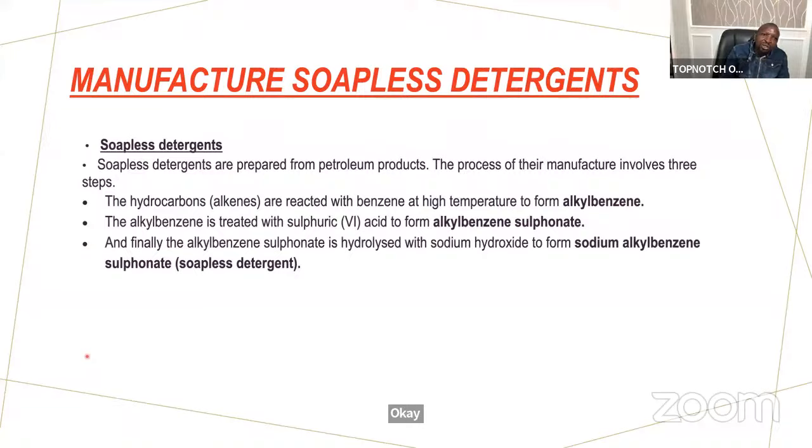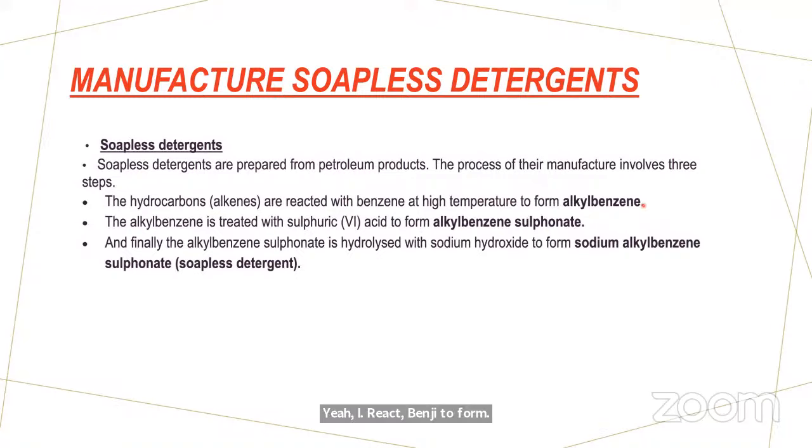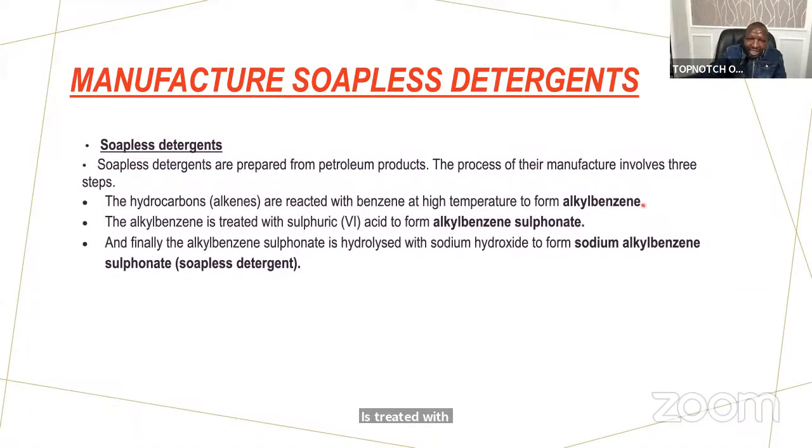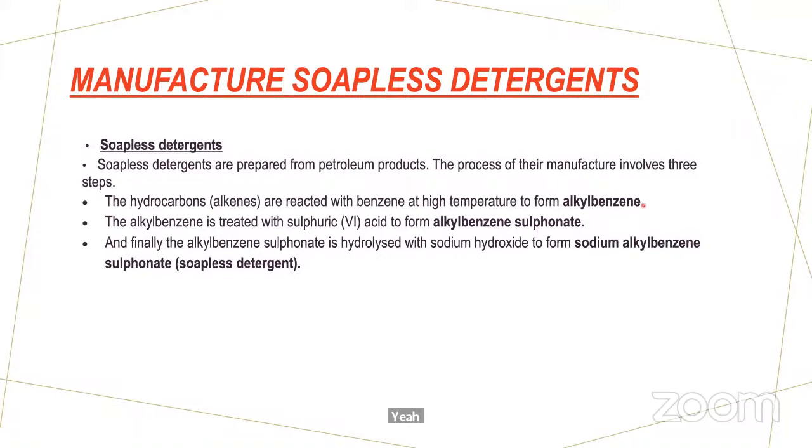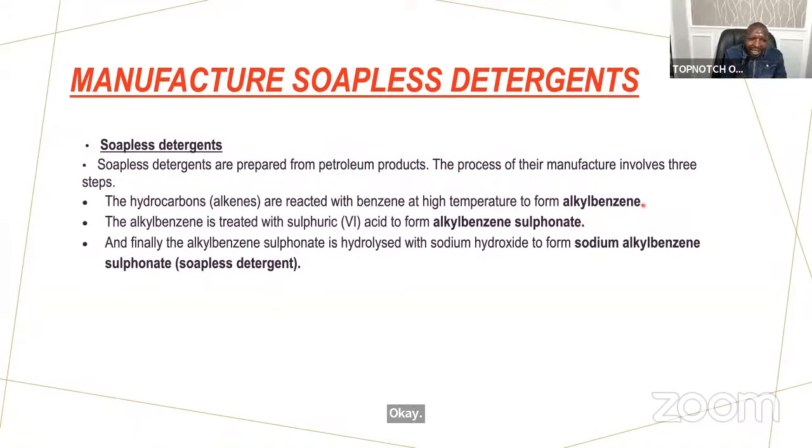Now, how do you make soapless detergents? They are normally made from petroleum products. Hydrocarbons are reacted with benzene to form alkyl benzene. The alkyl benzene is treated with sulfuric acid to form alkyl benzene sulfonic acid. Then it is neutralized with sodium hydroxide to form sodium alkyl benzene sulfonate, which is the soapless detergent.